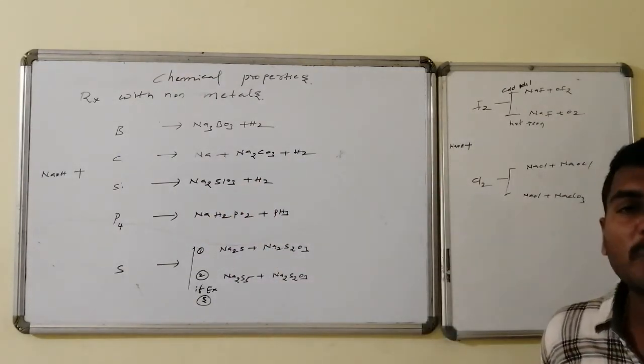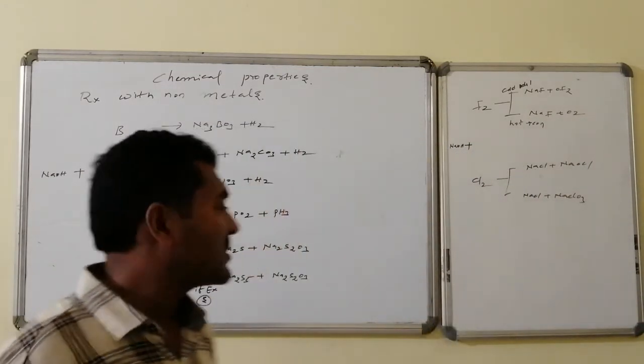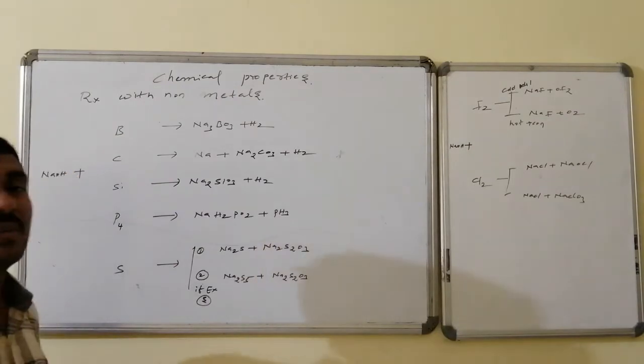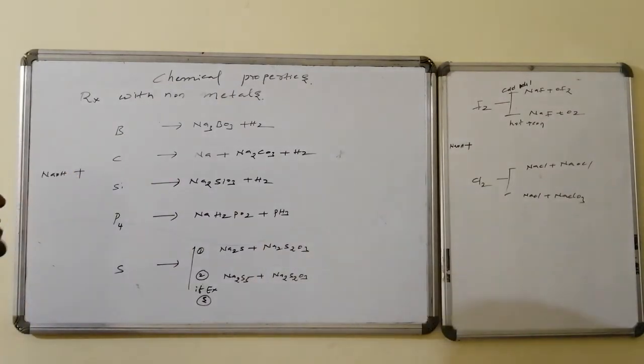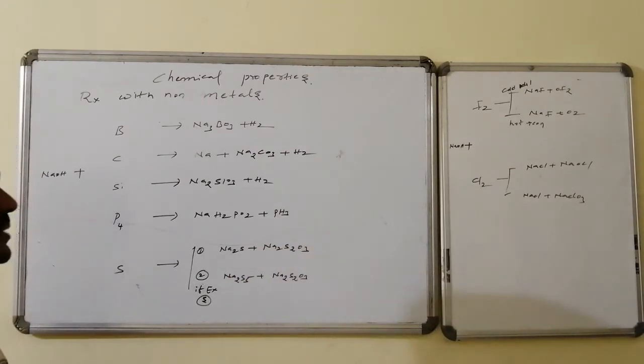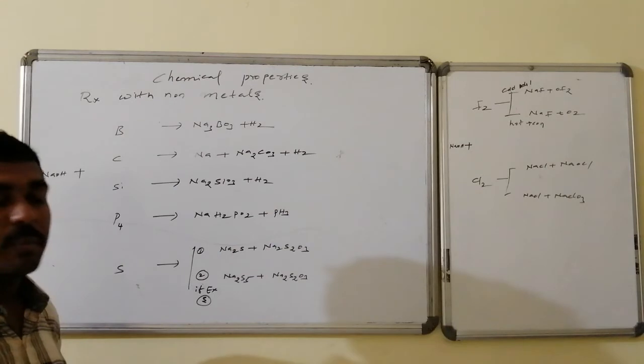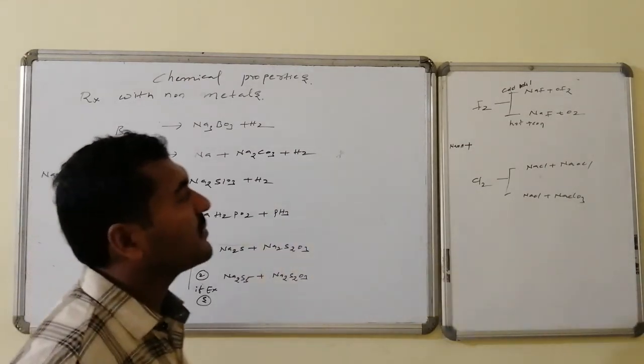Similarly, with respect to phosphorus, a disproportionation reaction occurs that leads to the formation of sodium dihydrogen phosphide followed by phosphine. With sulfur, with a less amount of sulfur, it gives sodium sulfide followed by sodium thiosulfate. With an excess amount of sulfur, disodium pentasulfide followed by sodium thiosulfate.